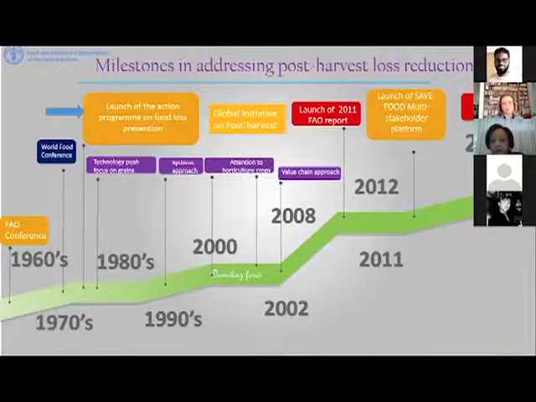Since 1967, with the launch of the Action Program on Food Loss Prevention, FAO has been working with countries to address the reduction of post-harvest loss in particular. Moving forward to 2015, world leaders endorsed the Sustainable Development Goals, and SDG 12 in particular has given us a very strong imperative to scale up actions and initiatives to focus on food loss and waste reduction, and particularly to address post-harvest loss reduction, which is a subset of food losses.